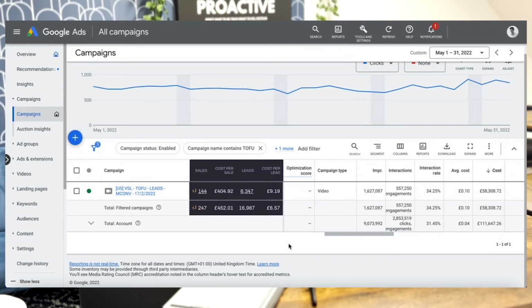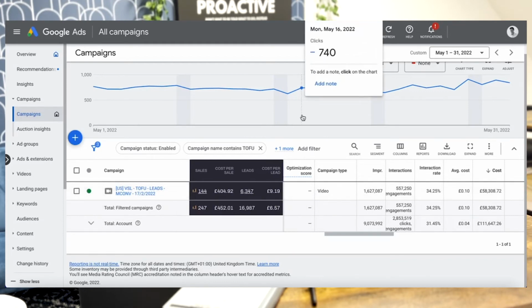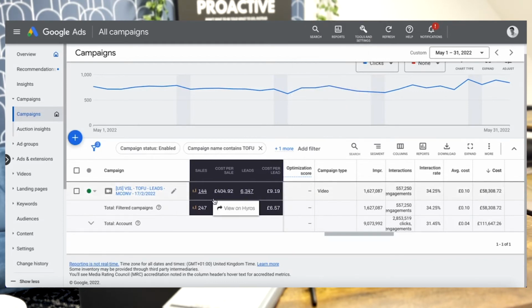We're also running additional campaigns, webinars, etc. for this client during this time, so there's that to consider as well. But yeah, 144 sales in May for a £404 CPA.